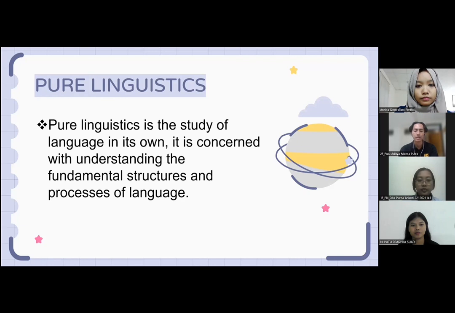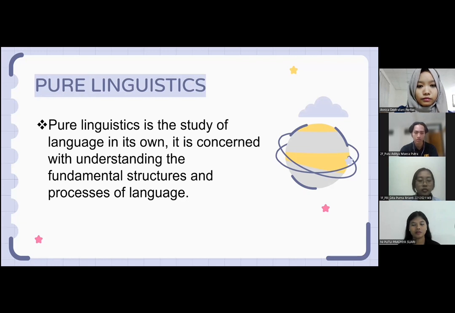Next, I will explain about pure linguistics. Pure linguistics is the study of the nature, structure, and function of language as a system, independent of its social and cultural context. It focuses on the scientific analysis of language, including its phonology, morphology, syntax, and semantics, as well as its historical and comparative development.